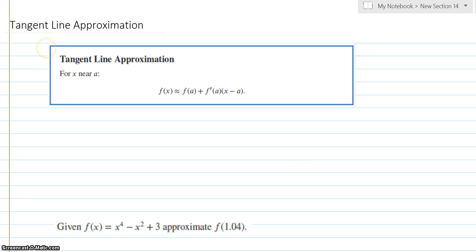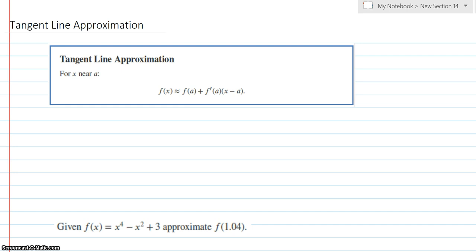The tangent line lies so close to the actual function when we're close to a point that we can use it to approximate the function value. So here's the formula in the book. It says for x near a, f of x, the actual function, is approximately equal to f of a plus f prime of a times x minus a, which on the right-hand side is actually just the equation for a tangent line. We'll see in a second.